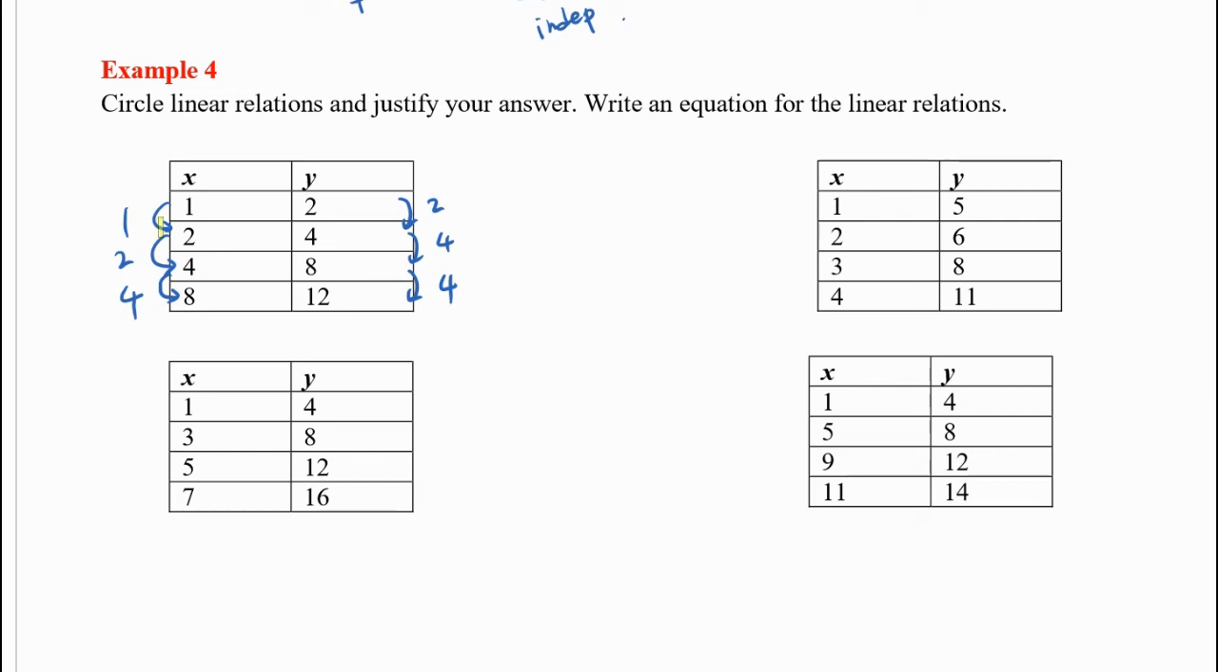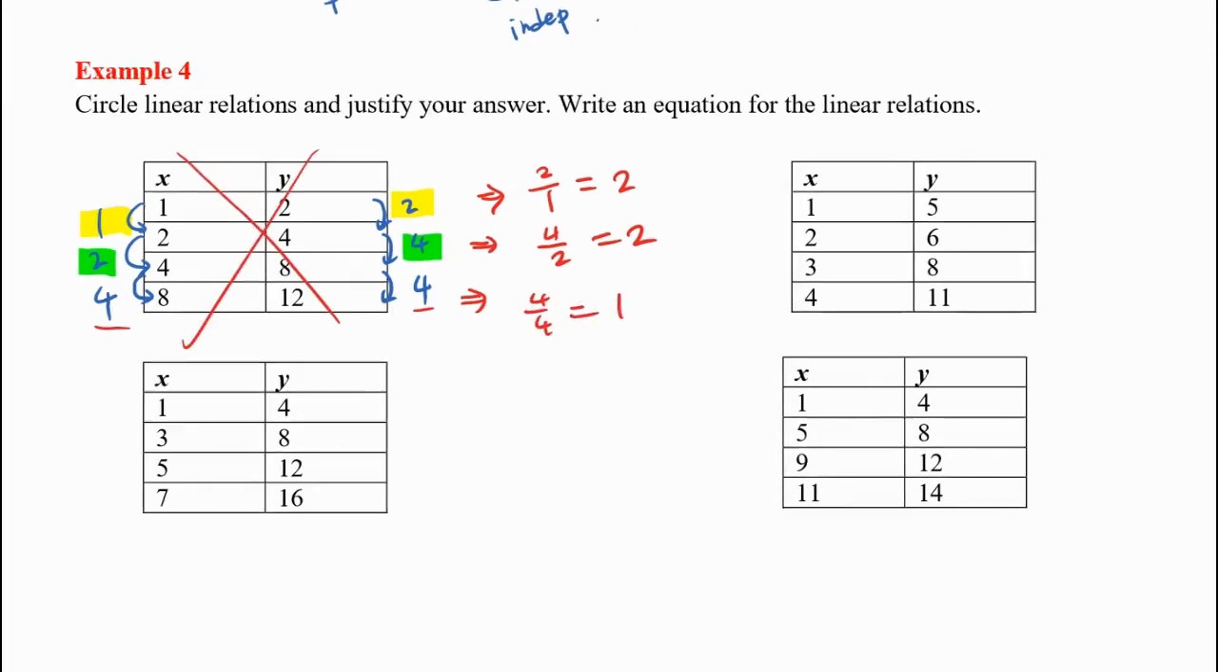So let's find the rate of change. What is the rate of change? We have to find the ratio of the change in y over the change in x. So that is 2 over 1, and this one, 4 over 2. Those are both 2, the same rate of change. But the last one, 4 over 4, is 1. So this is not a linear relation.